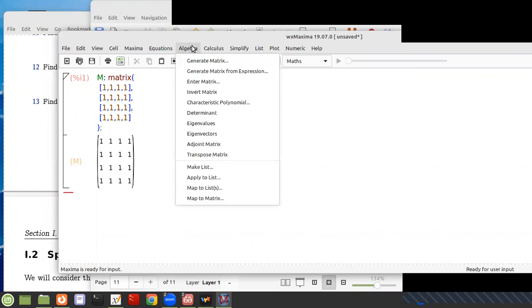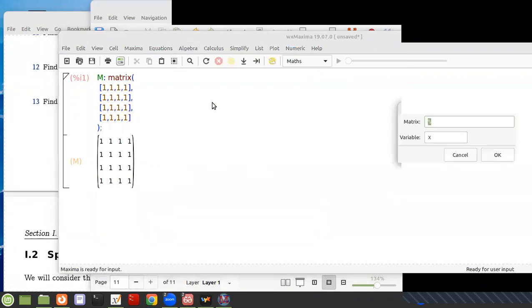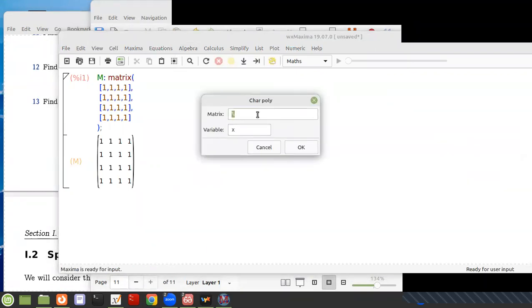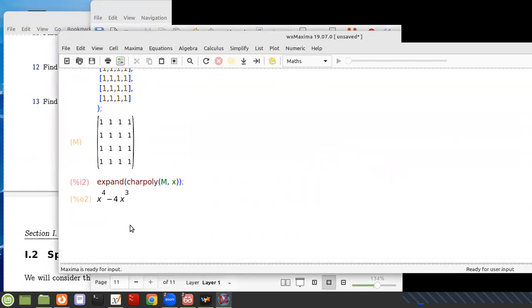If we go to Algebra, there's actually an item, characteristic polynomial. We have to choose what it is. We choose the matrix M, and we can just choose x for the variable. Okay, so there it is: x to the 4th minus 4x cubed, right?